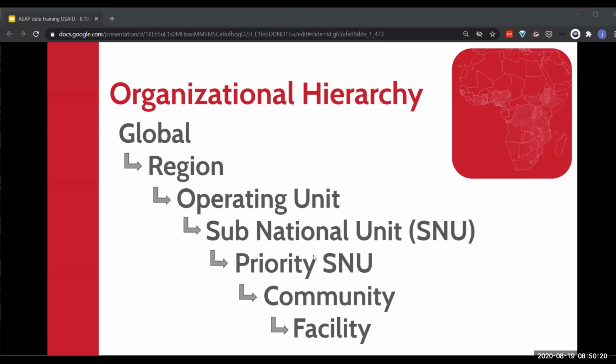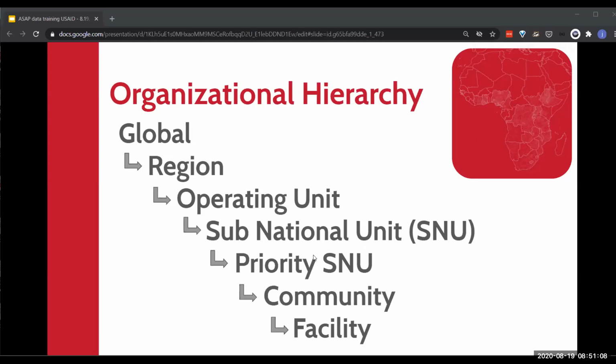And below the priority subnational unit, we have community. Many of you will be working in community-based programming. That means the work you're doing is at the community level, and therefore you will report that data against a particular community. Each country has a slightly different definition of what the community level is. Sometimes it is the same as the priority SNU, and sometimes it is one level below. For example, district would be your priority SNU and sub-district would be the community. Or district is the priority SNU and ward is the community level. But sometimes districts are the PSNU and also the community. It really just depends on your country context.